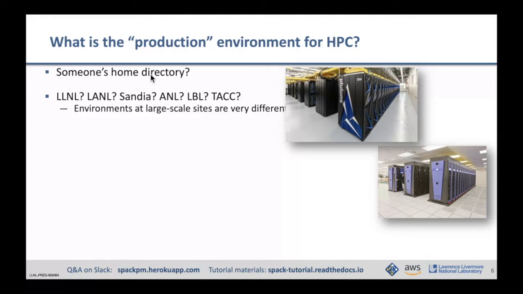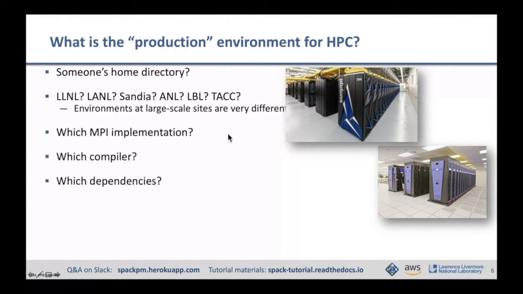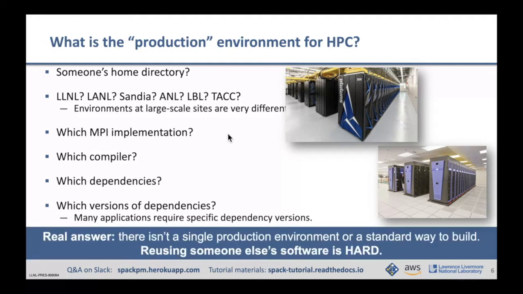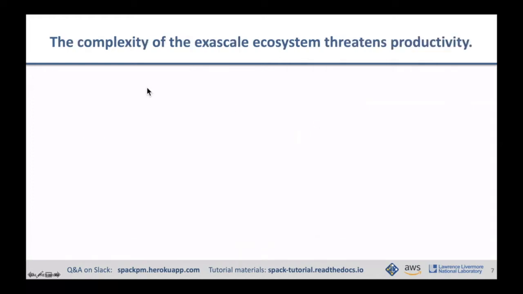Do you want to deploy at Livermore, Lanel, Sandia, some other lab, some other university cluster? Which MPI implementation do you want to deploy on, which compiler, which dependencies, which versions of them? There really isn't a single production environment for HPC because we're on the bleeding edge. People use lots and lots of different machines, and reusing other people's software is hard for this reason. Basically, every deployment is a port. And so Spack is designed to help with this problem.